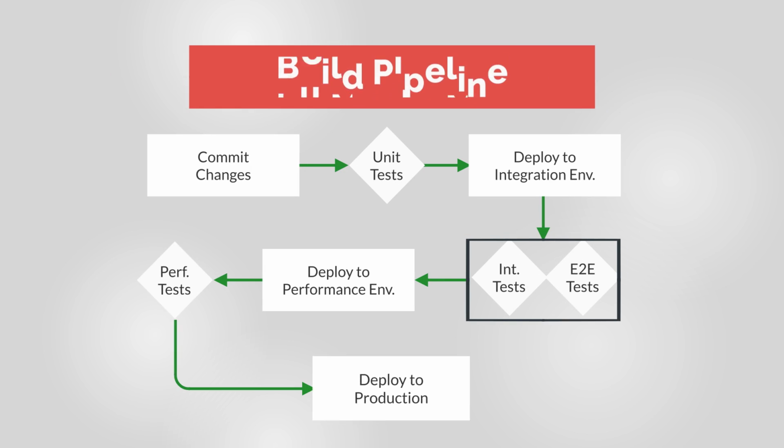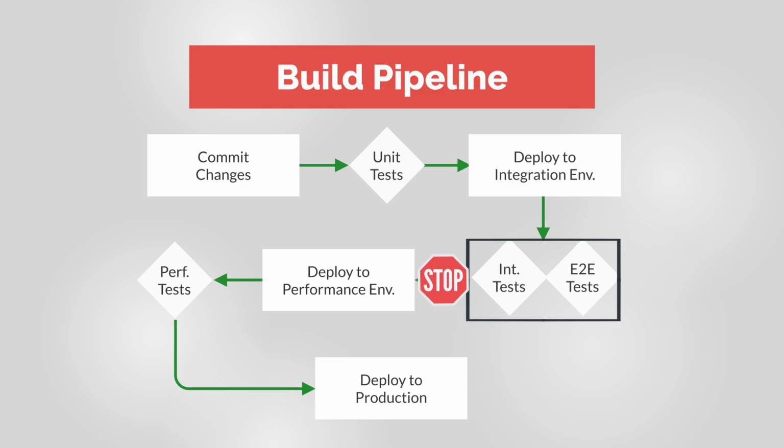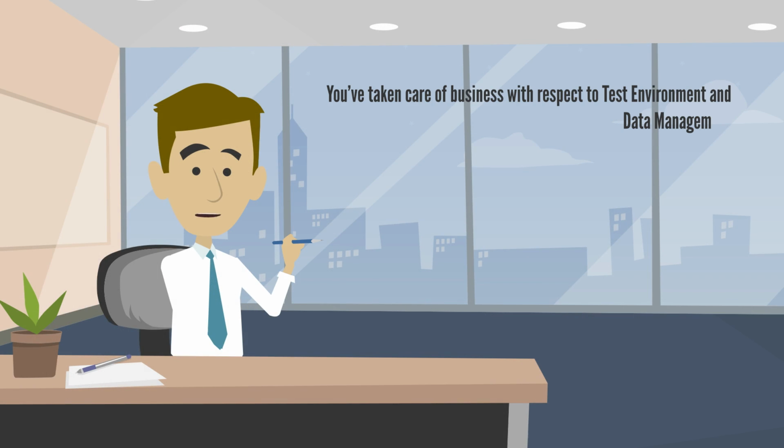This is a big one. If you're going to be part of the build pipeline and you're part of a culture that stops the process if an issue is encountered, your tests have to be trusted. If they can't be trusted, they'll lose the privilege of being part of the pipeline, or they'll just be ignored. If your tests are going to be kicked off automatically by some event that you're not controlling, they better be ready to go. This usually means that you've taken care of business with respect to test environment and data management. We'll talk about those aspects in later episodes.